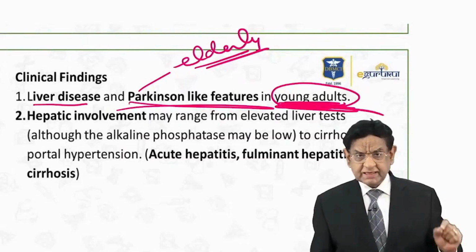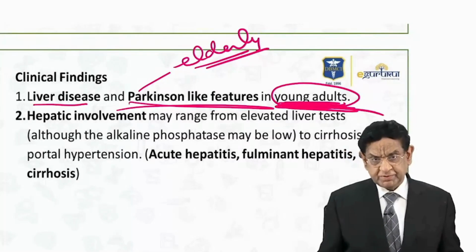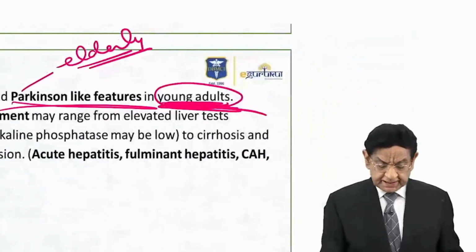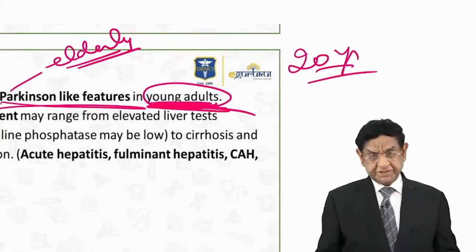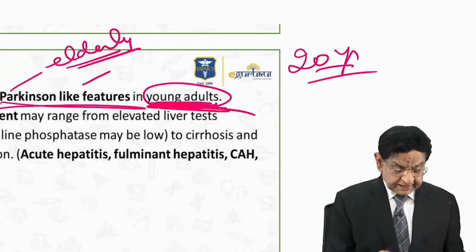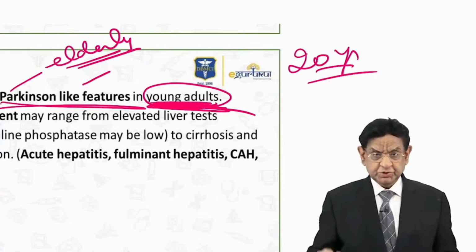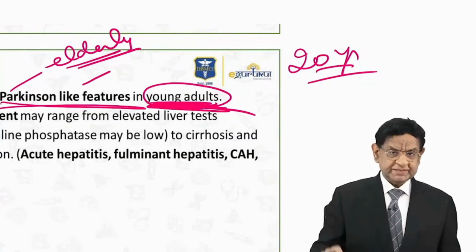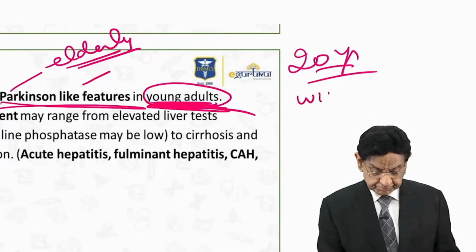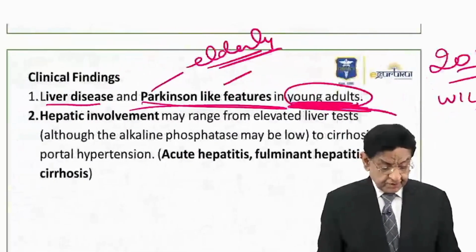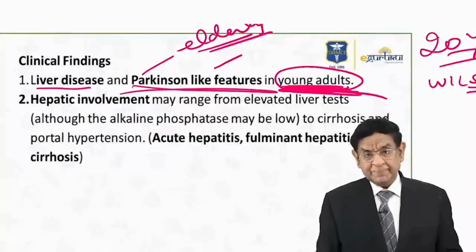So the classical line written in all the major books: suppose you get a 20-year-old patient with Parkinson-like features, you should always investigate for Wilson disease. Okay. So let's talk about what happens in the liver.